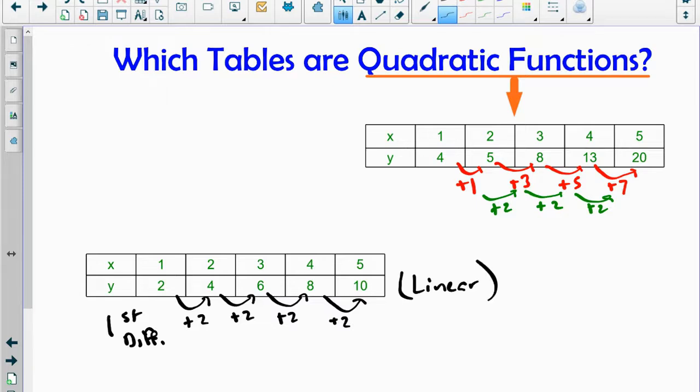Okay, so the first example we looked at is quadratic because we had common second differences. Makes it quadratic. If it's common first differences, it's a linear function.